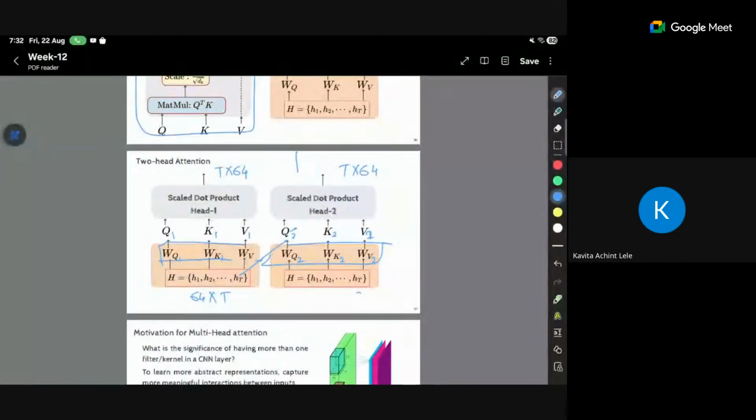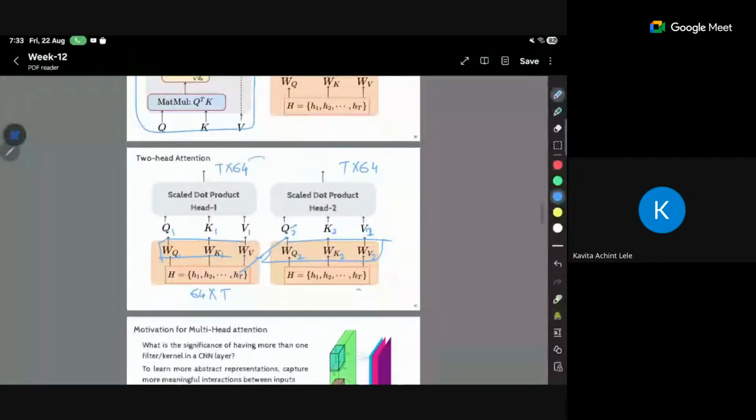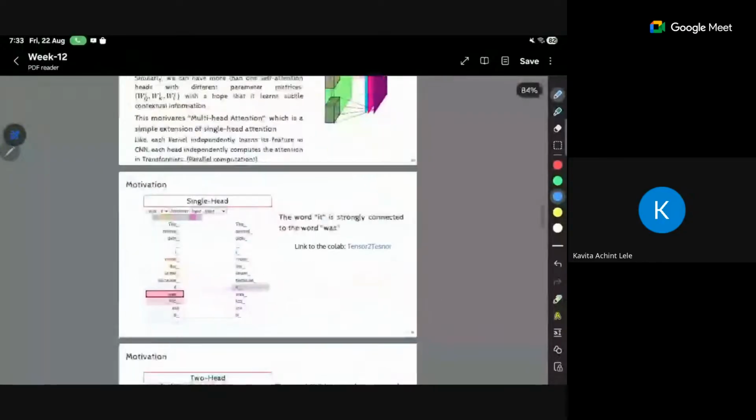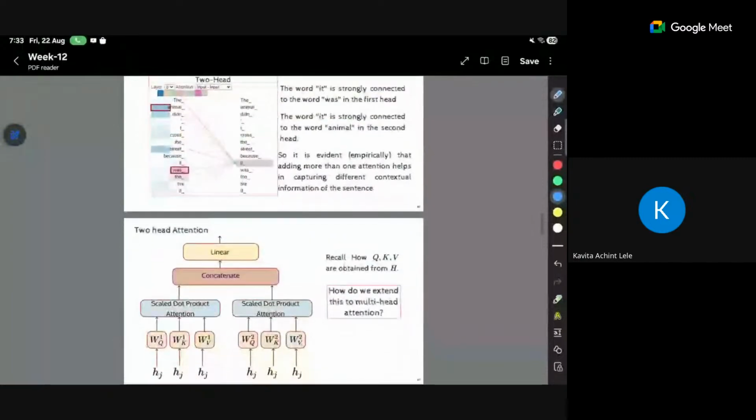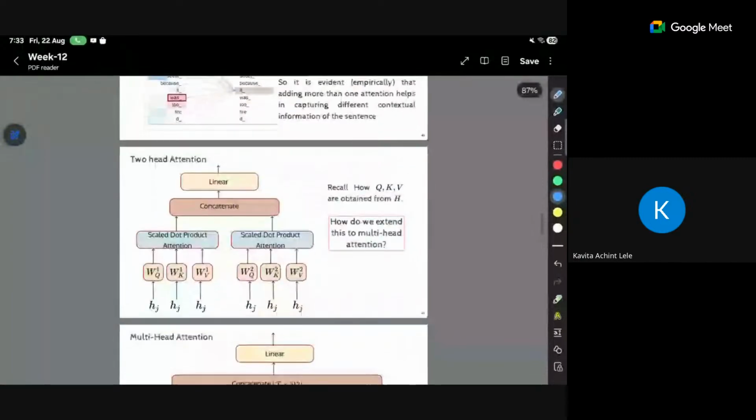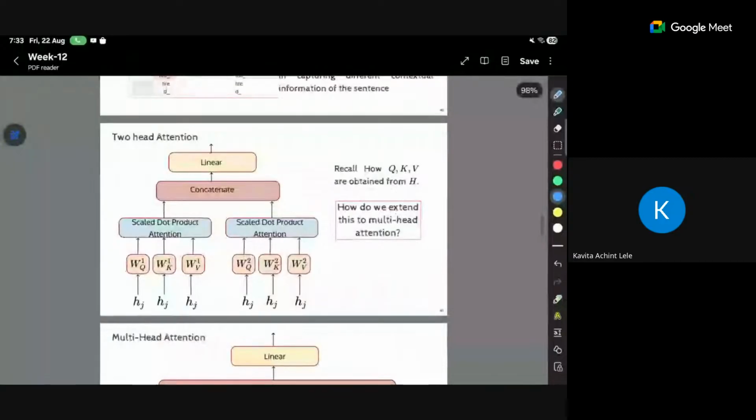Now if I add them, then it's okay. If I add them, then it is going to be t cross 64 only. But I'm not going to add. If I concatenate them, then it's going to be 2t cross 64, right? Which can be an issue. So what we can do is, okay. So yeah. So let's say if we concatenate, and that is what we are going to do.